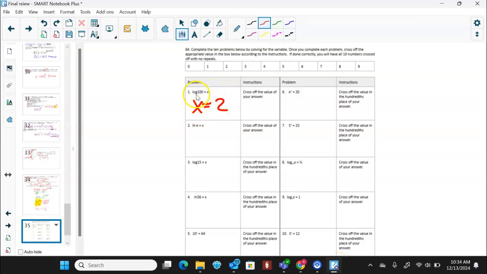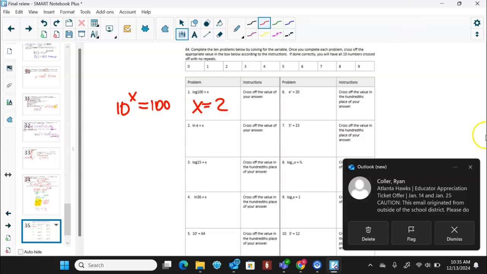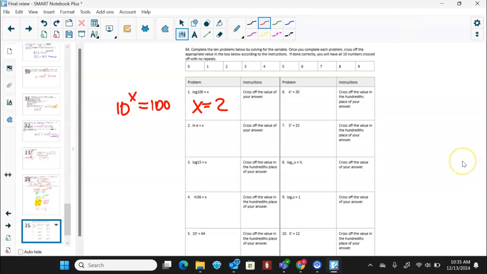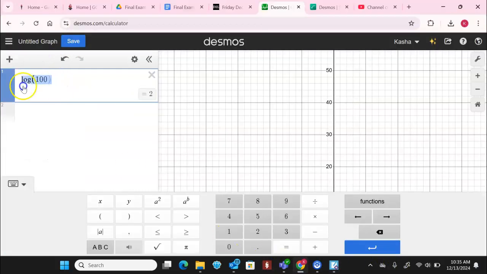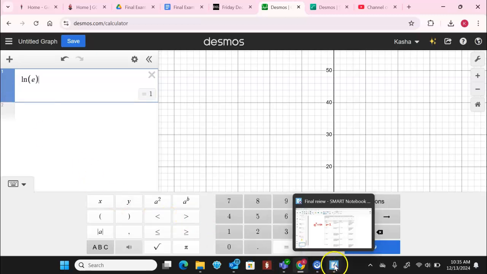Now, can you turn it into an exponential? Yes, you can do a base 10, which is assumed down there, raised to what's on the other side equals 100. And then you ask yourself, 10 to what power gives you 100, which is 2. Okay. All right, next question. Again, ln of e. Put it in here. ln of e. It's 1.